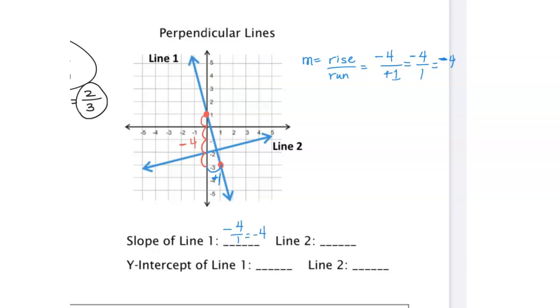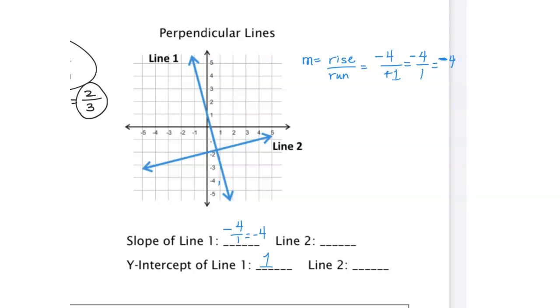Okay. Let's also take care of the y-intercept for line number 1. Our line here is crossing over our y-axis right here at the point 1. So therefore, our y-intercept for line 1 is 1.